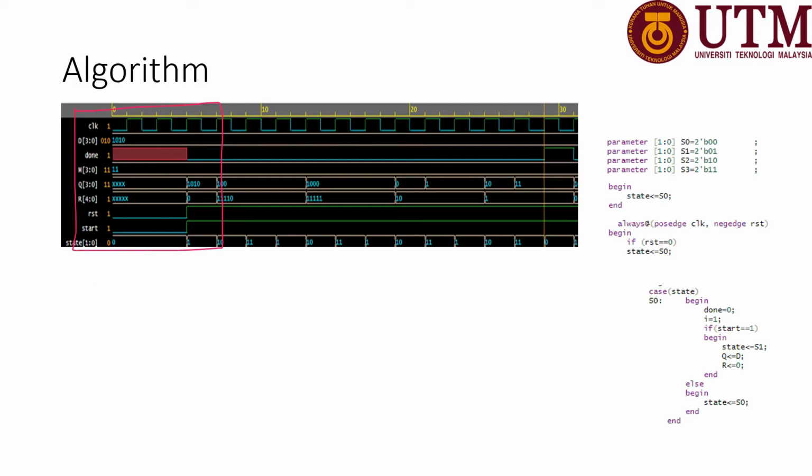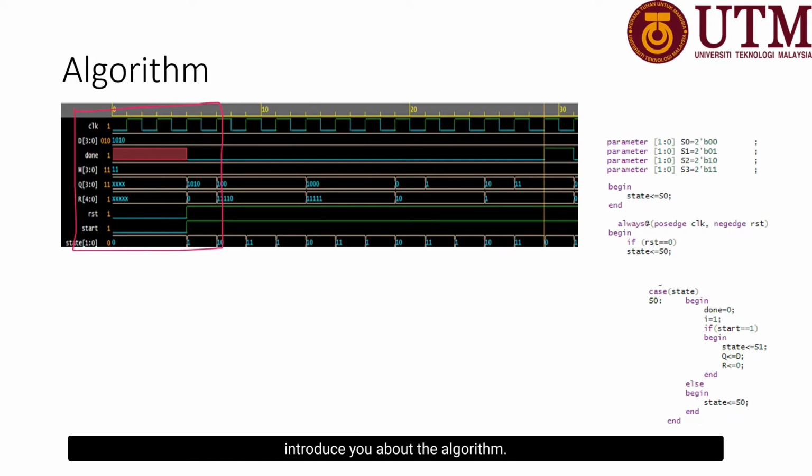In this session we will introduce the algorithm. In the initial step, D is inserted with the 4-bit 1010 and M is inserted with the 2-bit 11, reset is inserted with 0, start is inserted with 0. After the reset is inserted with 1, done will equal 0 and i will equal 1. After this, when start equals 1, the value of D will be put into the Q register and the value of 0 will be put into the R register, and we move to the next step, which is S1.